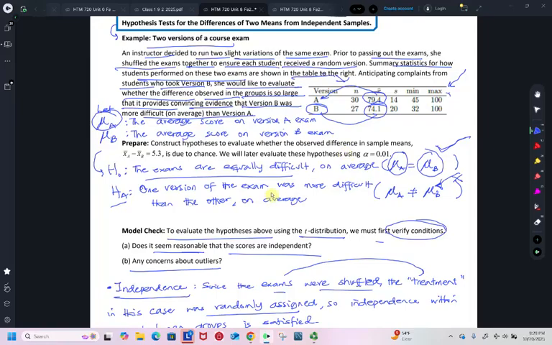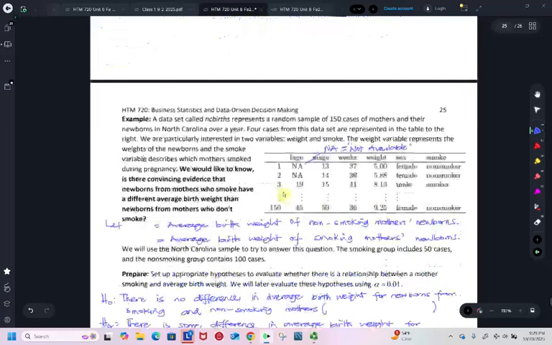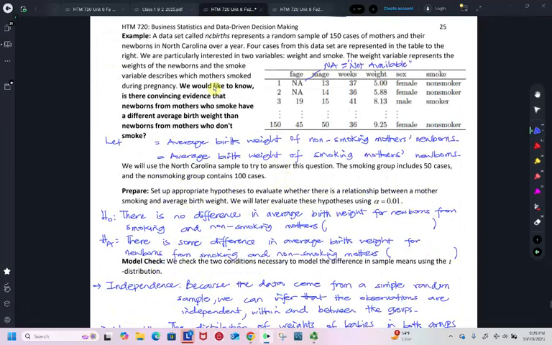Then the instructor does not need to be worried that one version of the exam was more difficult than the other. All right, with that conclusion in mind, let's take another reinforcing example.